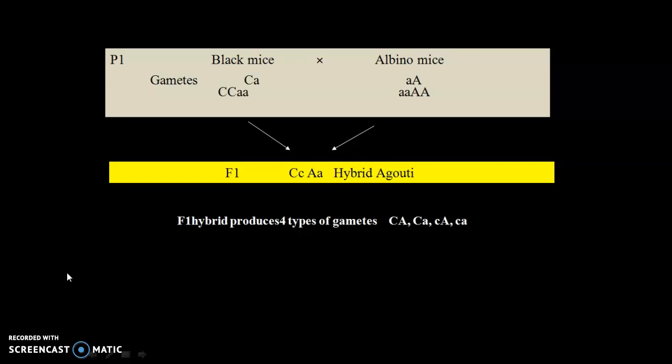The F1 hybrid produces four types of gametes, that is capital C, capital A; capital C, small a; small c, capital A; small c, small a.